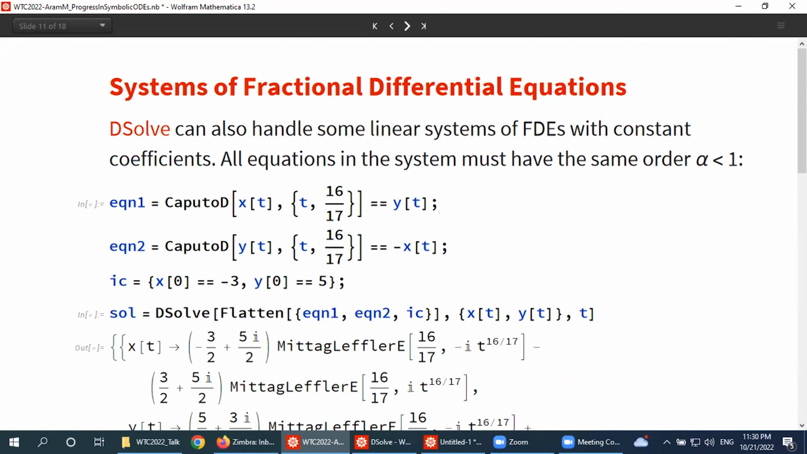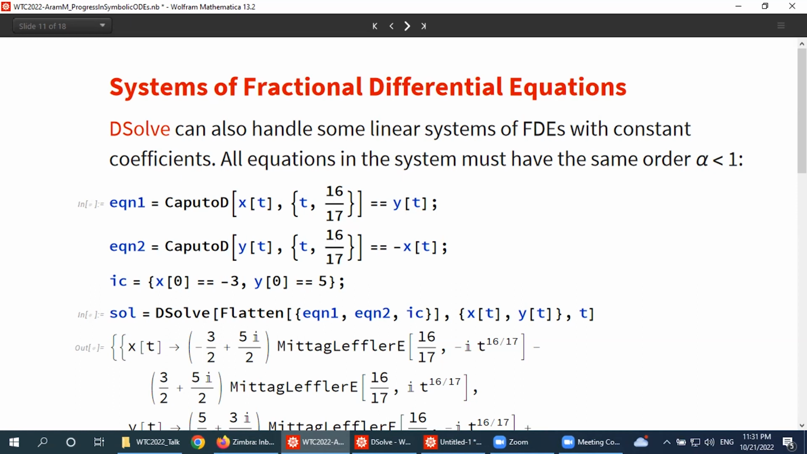In version 13.1, we also can solve some simple systems of fractional differential equations, but here we have some limitations. All equations must have same order alpha less than 1. Here is an example of two fractional differential equations with order 16/17. As you can see, the order is close to 1.